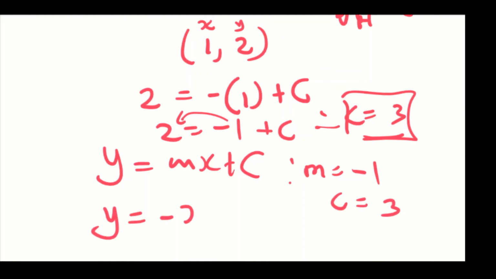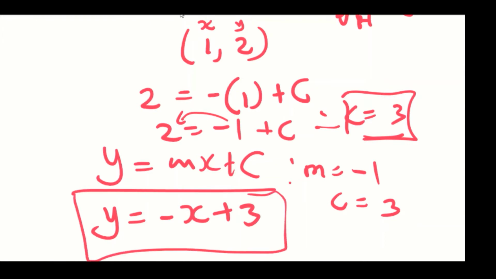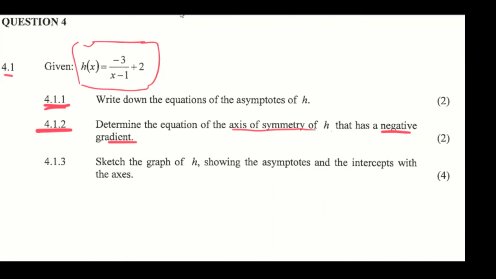It's going to be -x plus 3, right? So it's just going to be plus 3 here. So this is the equation of your axis of symmetry, the negative gradient axis of symmetry. So now 4.1.3, you are asked to sketch the graph of h showing all asymptotes and intercepts of the axes.